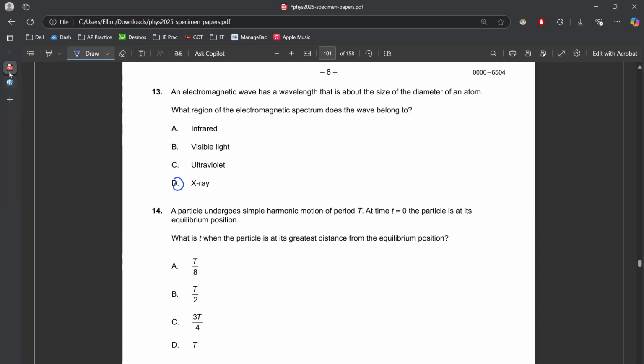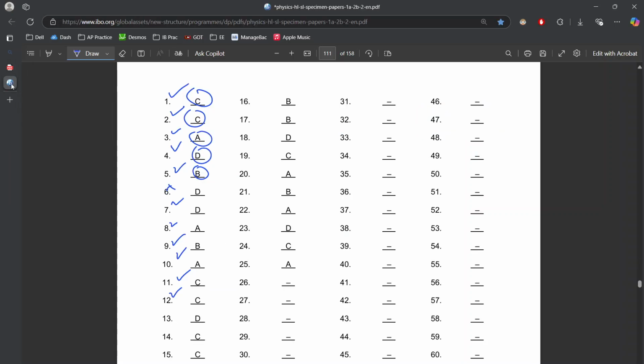So if I had to guess, I'd say X-ray, but I've got no idea, because the size and diameter of an atom is something you should just know. So this is like just no knowledge. All right, what is the answer?